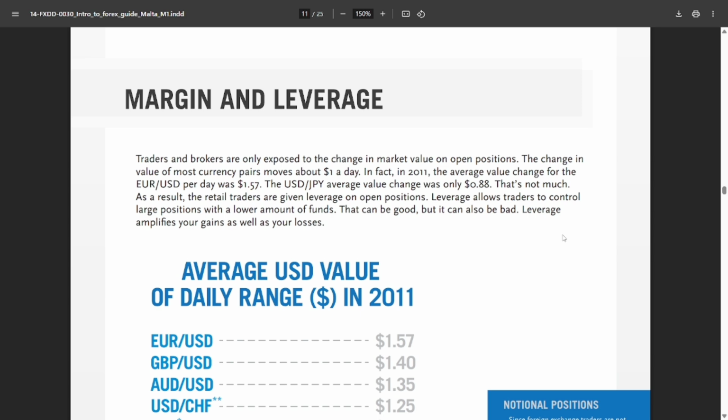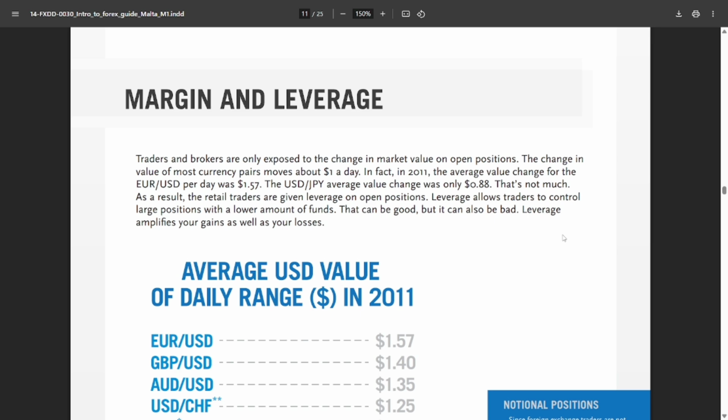Traders and brokers are only exposed to the change in market value on an open position, and the value of most currency pairs moves about $1 a day. In fact, in 2011, the average value change for the EUR/USD per day was about $1.57. For the USD/JPY, the yen for the Japanese, the average value change was only about $0.88.